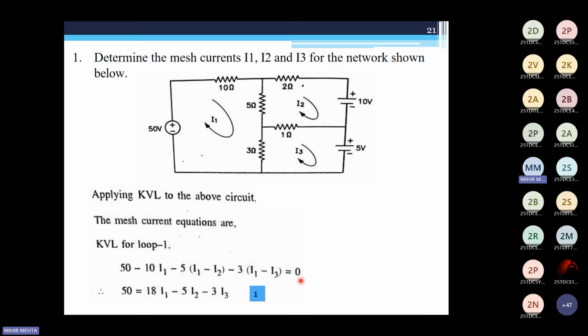Similarly, look at the diagram and write the equations for your mesh 2 and mesh 3. Try to write down the equations for mesh 2 and mesh 3. You have 1 minute.